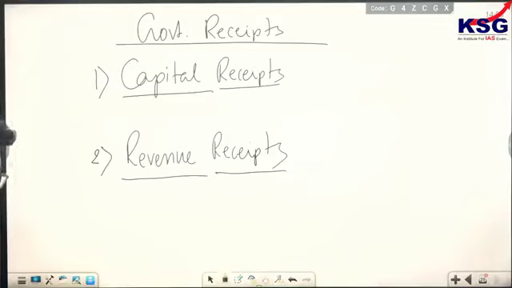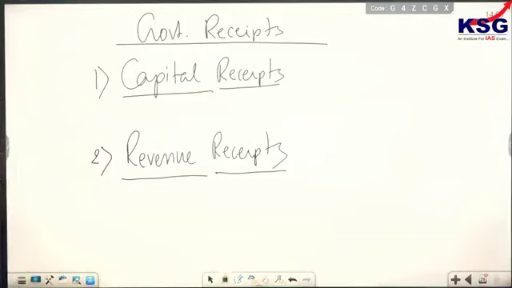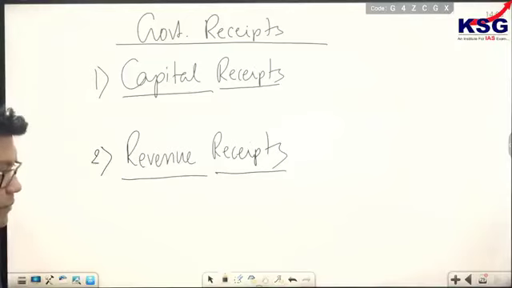Any receipts of the government that do not relate to assets or liabilities are part of revenue receipts. Revenue receipts include the following.